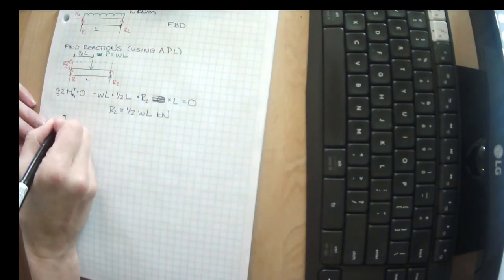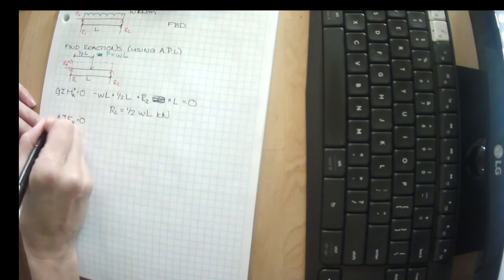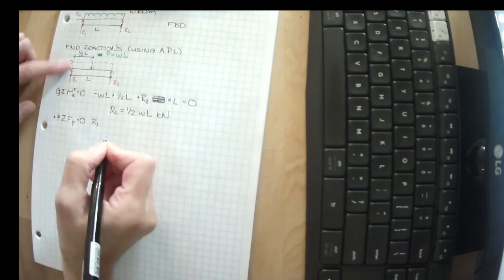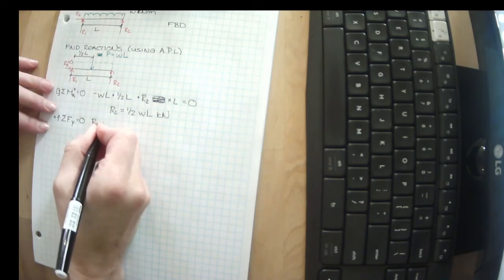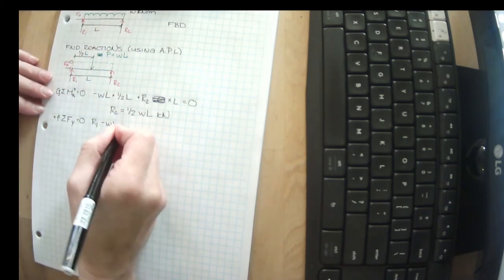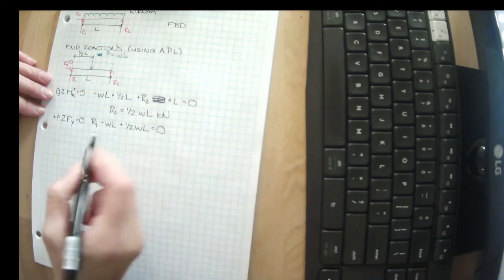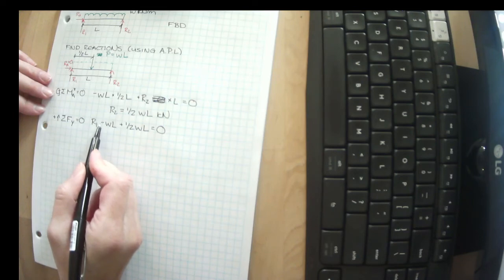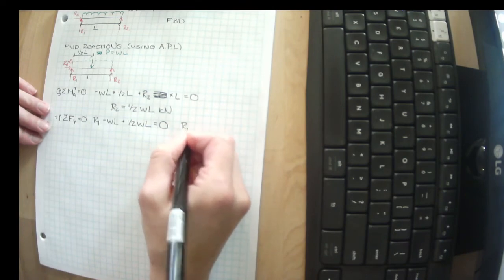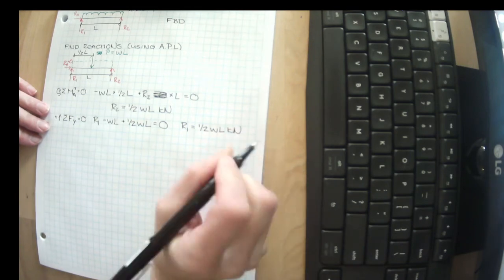Let's sum the forces in the y direction, with upwards being positive. We have R1 going upwards, we've got P going downwards, or minus WL going downwards, plus R2 going upwards, which we found is 1/2 WL, equals 0. Well, that gives us minus 1/2 WL here. Bring it over. R1 equals 1/2 WL kilonewtons.